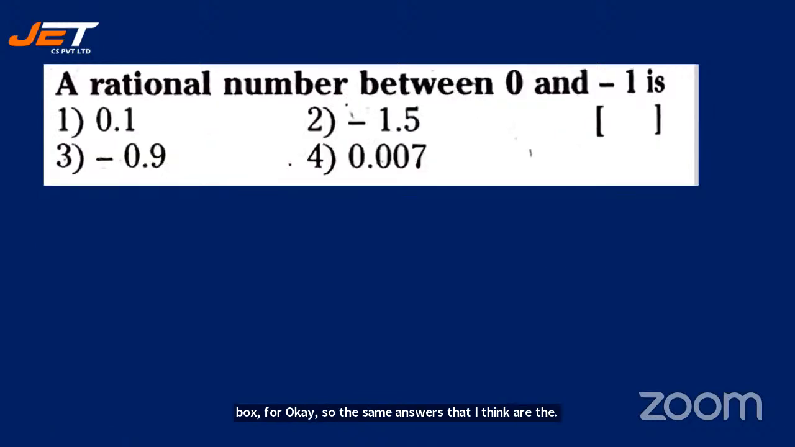See the next question. A rational number between 0 and -1 is dash. Okay, is it 0.1? Is it -1.5? Is it -0.9? Or is it 0.007?